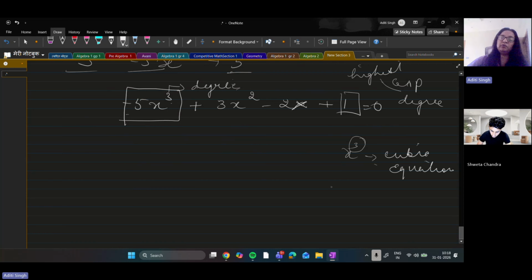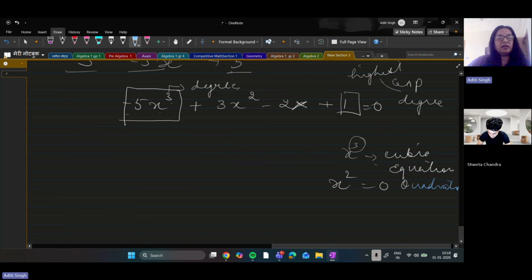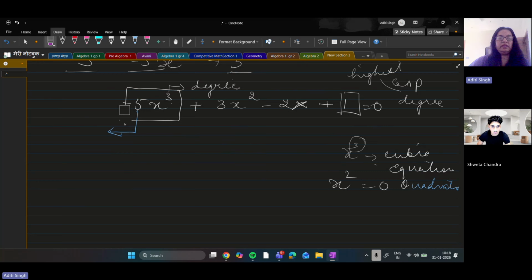If the degree is 2 and this becomes equal to 0, then we call it a quadratic equation. So the degree plays a major role in deciding what kind of equation it will become. Now, what do you call this one? Any idea? Negative 5x to the third.